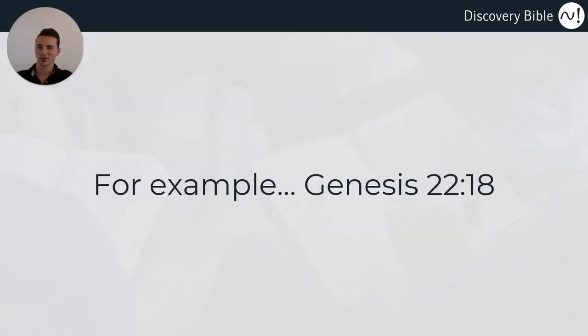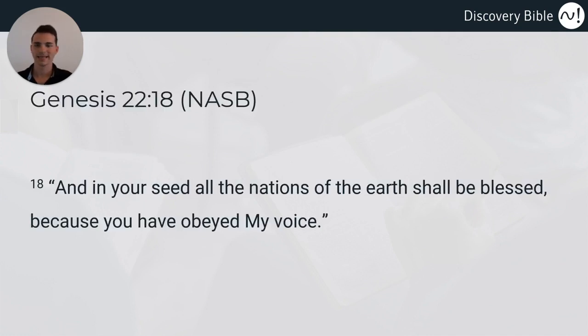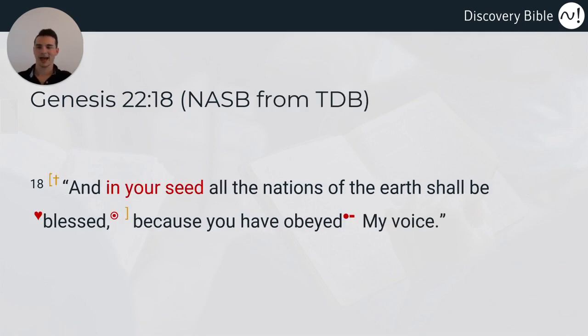Genesis 22:18 is an example that we often go to. In the NASB, it says, "And in your seed, all the nations of the earth shall be blessed." This is God talking to Abraham, "because you have obeyed my voice." And when you see it in the Discovery Bible, there's lots of lost in translation nuances. We see emphasis, we see symbols and the picture prompts, but we're focusing on the little cross symbol. And that's what the Discovery Bible uses as its messianic prophecy.